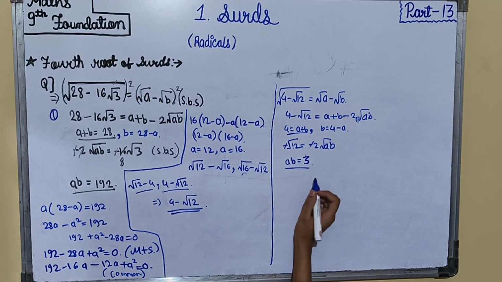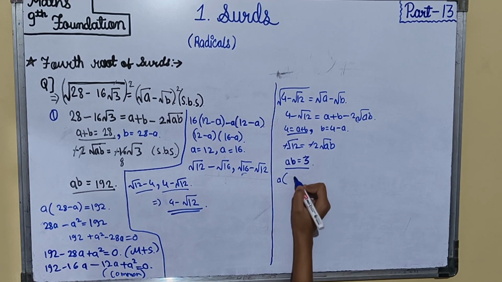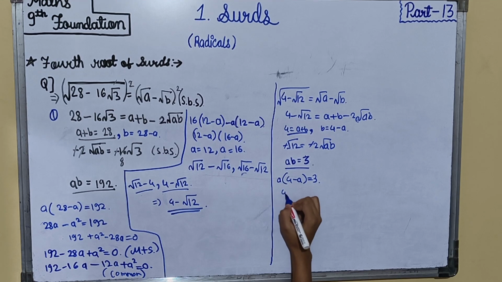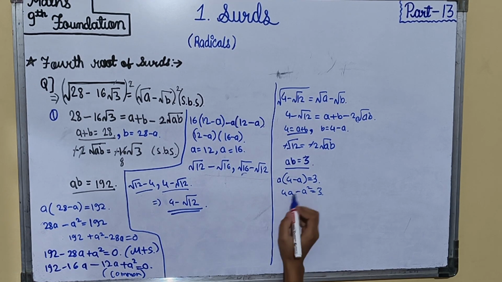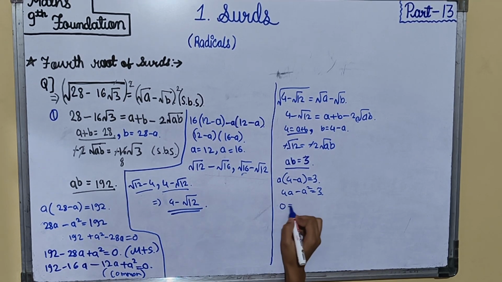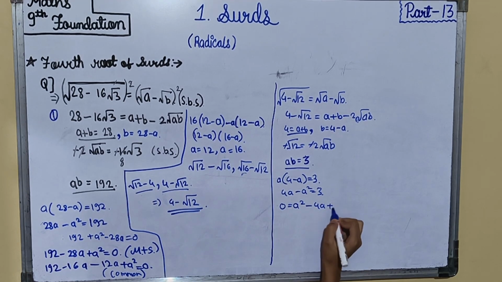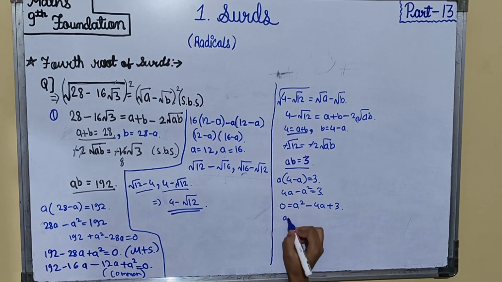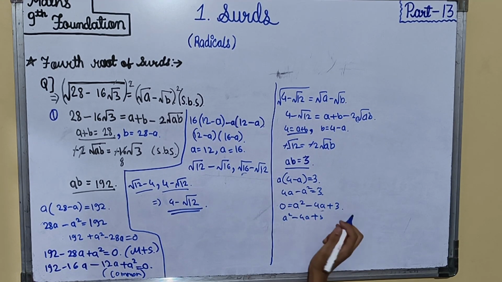This is basic concepts. So now we'll substitute. So a in bracket 4 minus a should be equal to 3. 4a minus a square should be equal to 3. We'll transpose. So 0 is equal to a square minus 4a plus 3. a square minus 4a plus 3, this should be in middle as it is equal to 0.